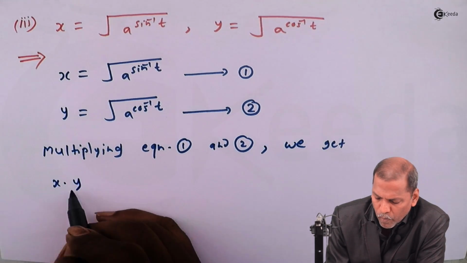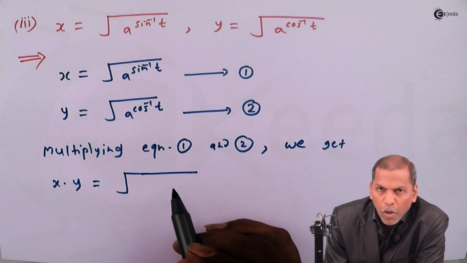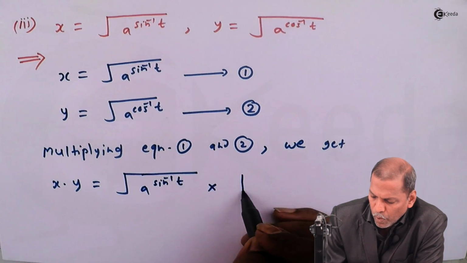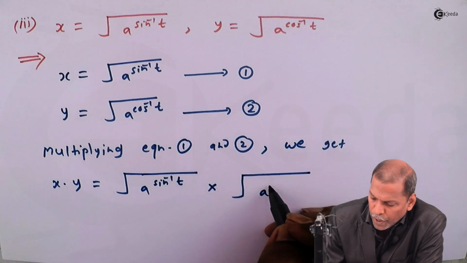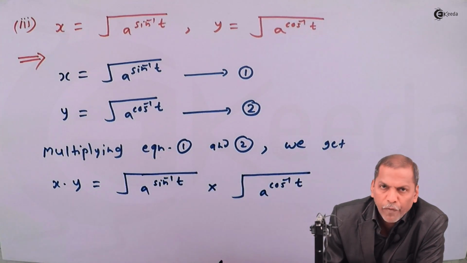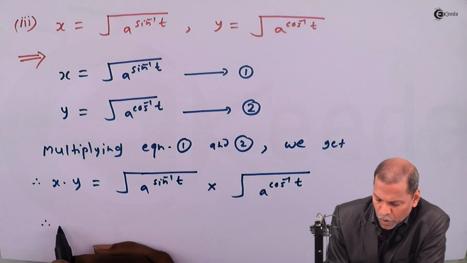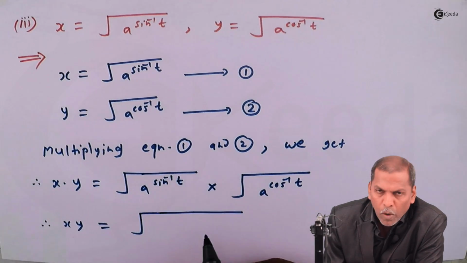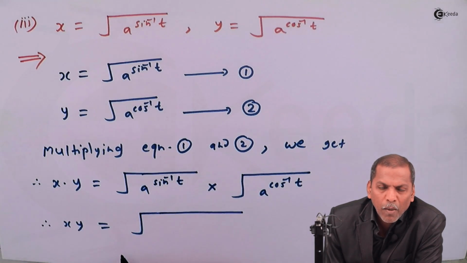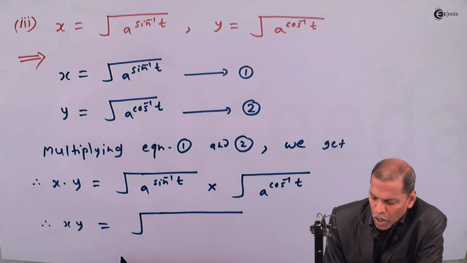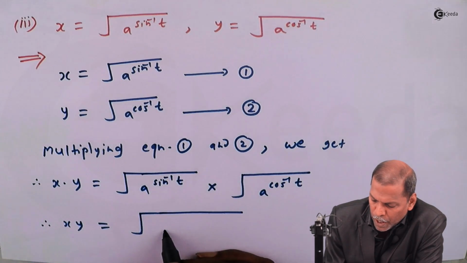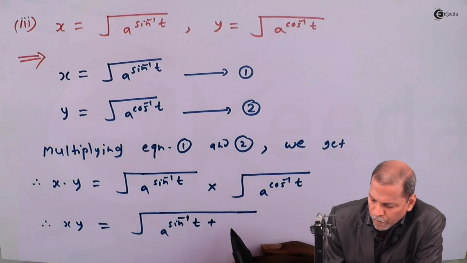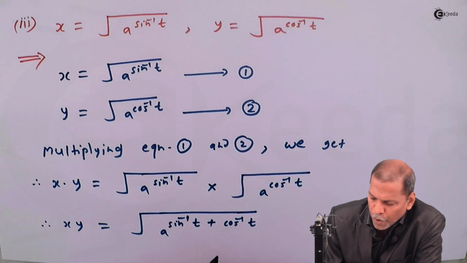x into y is equal to square root of a raised sine inverse t into square root of a raised cos inverse t. Therefore, x into y is equal to, by using the indices rule as well as the multiplication rule for square root, the above function can be written as a raised sine inverse of t plus cos inverse of t.